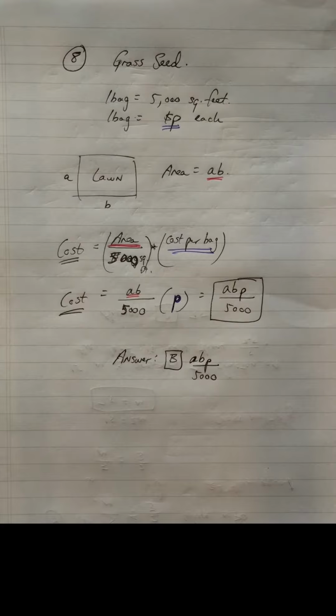Question 8. When computing the grass seed for this lawn, notice that it is a rectangle, so the area is A times B. We're told that one bag will cover 5,000 square feet. So for our first cost term, we take the total area, which is AB, and divide that into lots of 5,000 square feet. Then we have to multiply that by the cost per bag for each bag. So therefore, the total cost is AB over 5,000 times P, the price per bag. This is equivalent to AP times B over 5,000. The correct answer is B, ABP over 5,000.